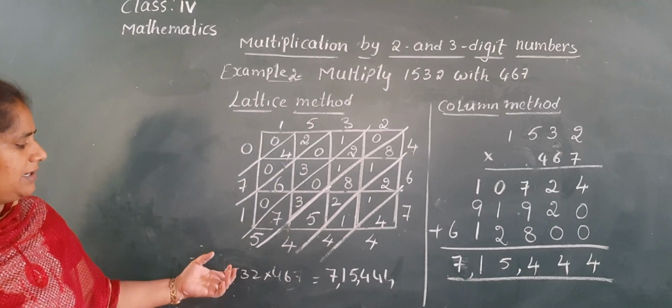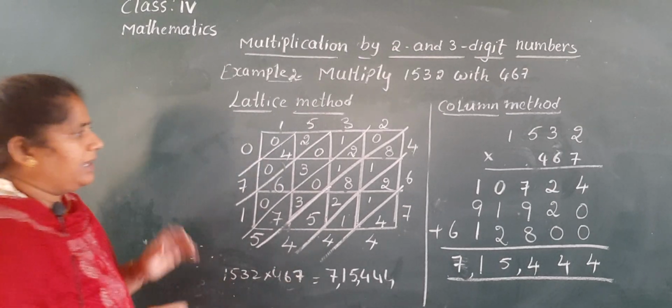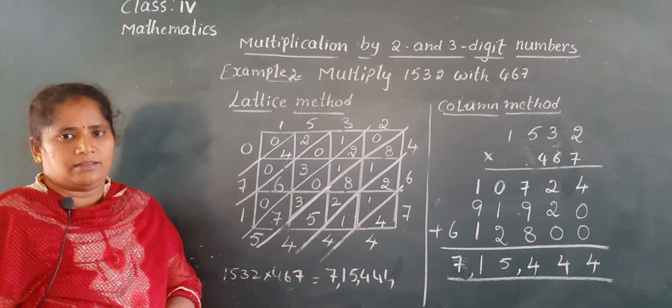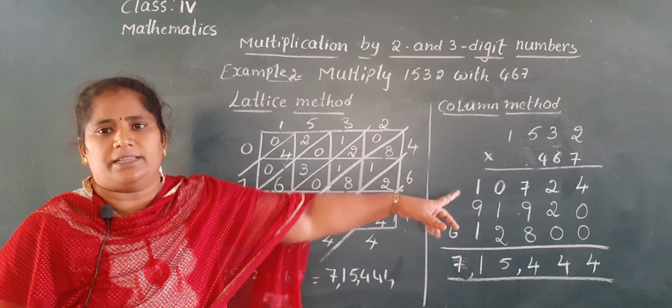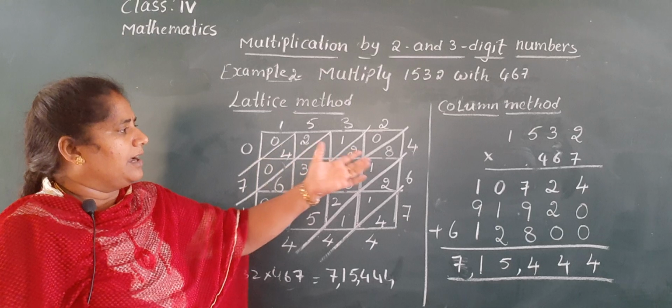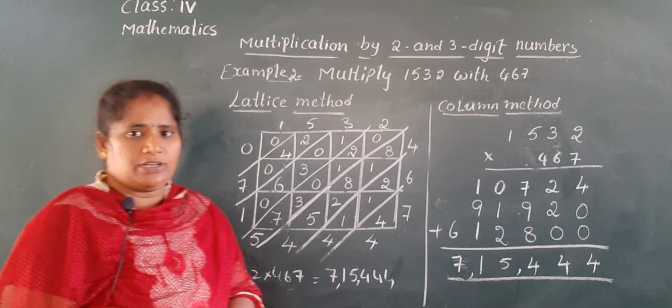7,15,444. So, see here, this answer, the same answer only we got. Okay? This is lattice method and that is column method. But usually we have to follow this method only, Nana. So, those who are interested, you have to learn this method and do like this. Okay? Is it clear to you, children?